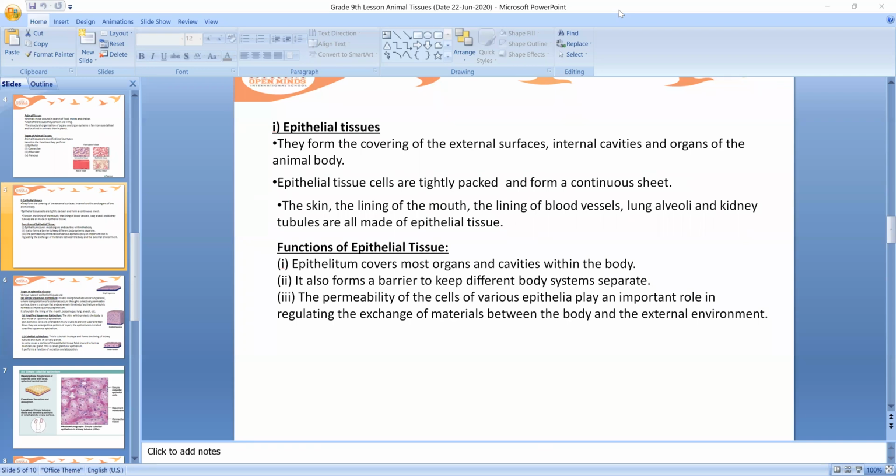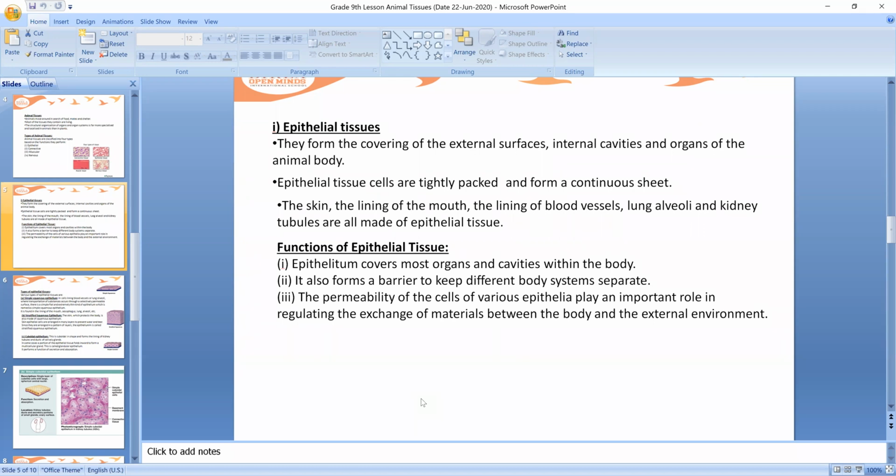Vishnu, are you there? Ritvik Rao, anyone? Boys, you can unmute yourself. Ma'am, it will protect the internal organs, ma'am. Yes, it protects the internal organs. Anyone, what are the functions? What else? Ma'am, it is widespread throughout the body, ma'am. Okay. And it even helps in regulating the exchange of materials between the body and the external environment.